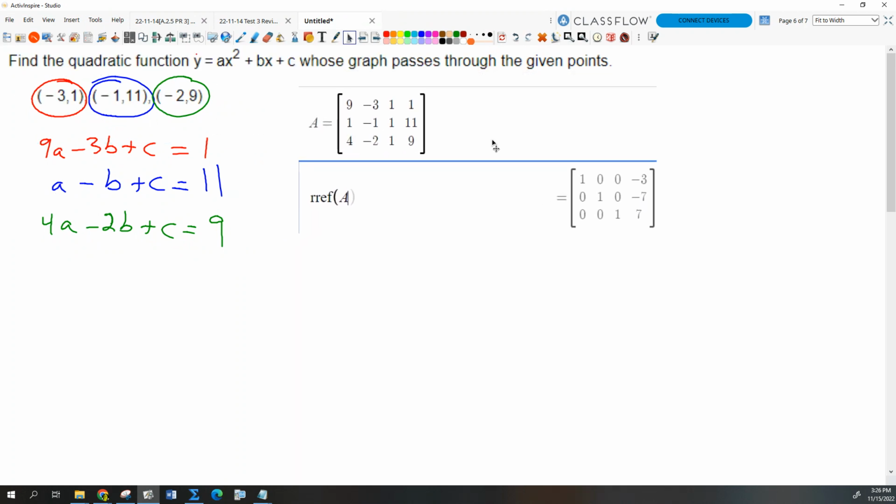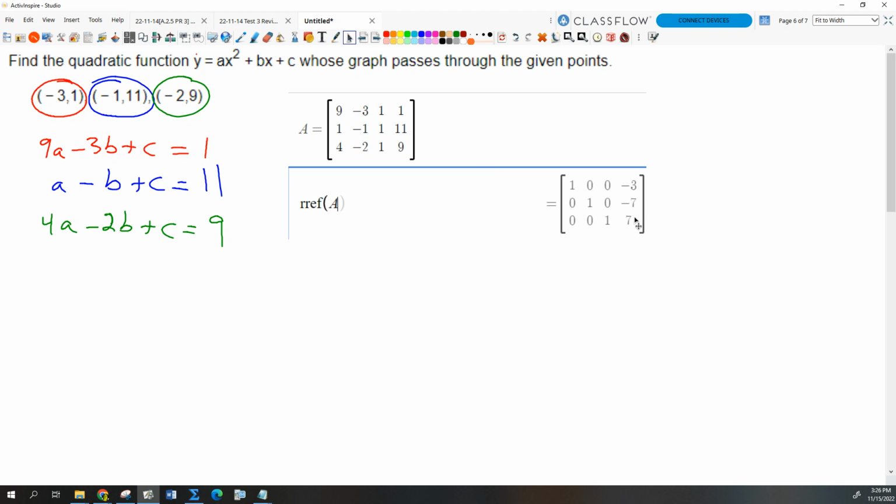So that's telling us the values of A, B, and C, right? So then agreed, that's going to give me the function y equals -3x squared minus 7x plus 7.